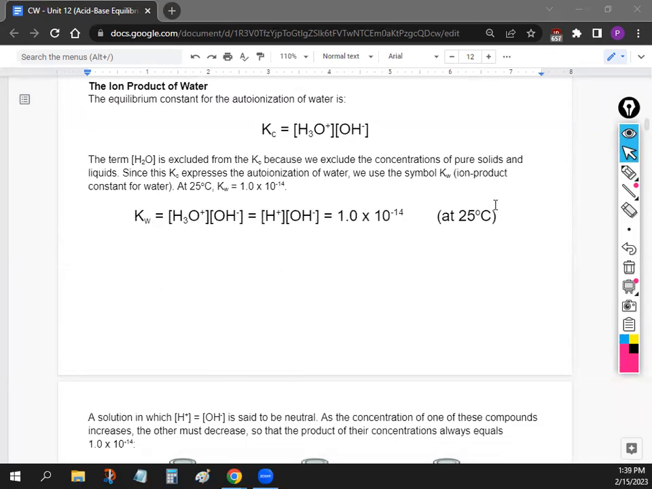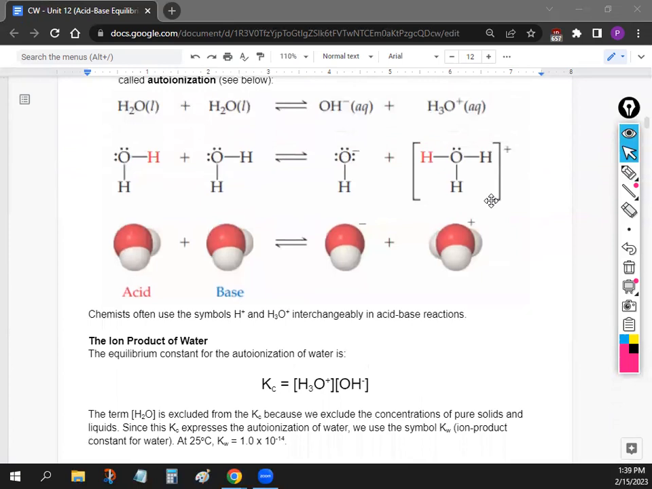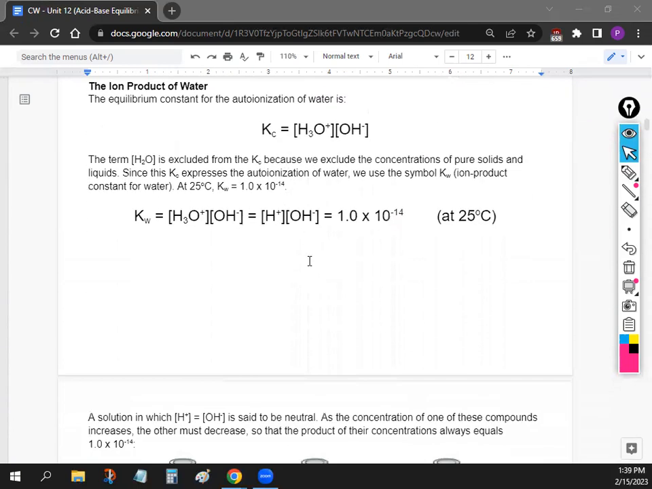Let's move on. Okay, so if we have an equilibrium, if you guys take a look at this, it's a reversible reaction. We are going to be looking at the equilibrium constant.